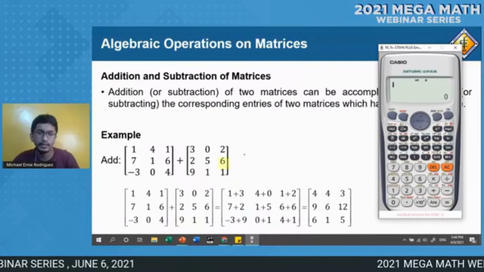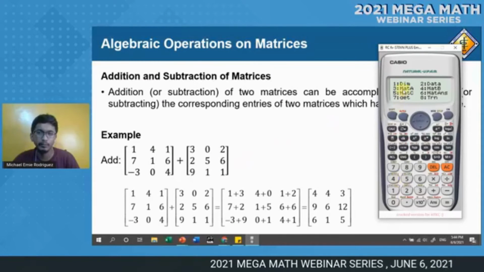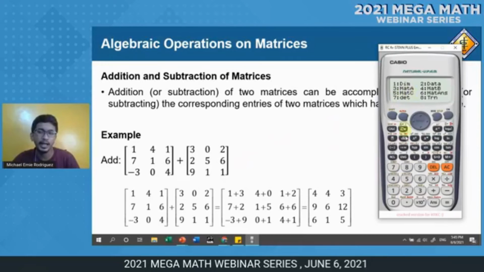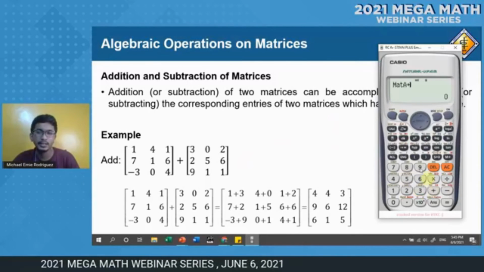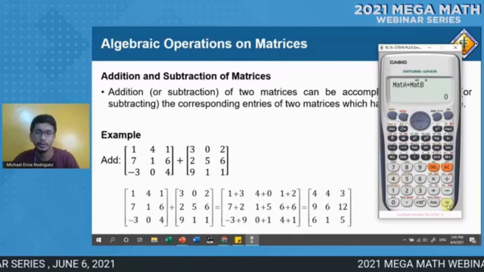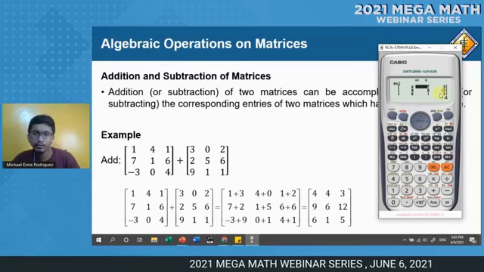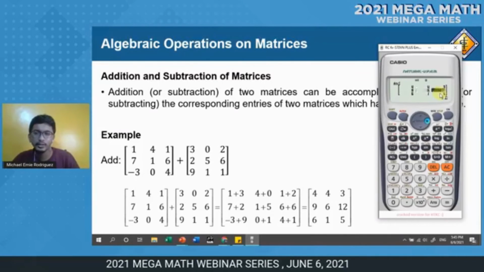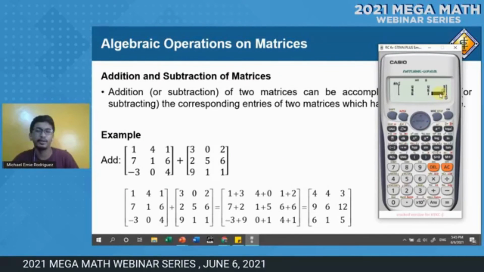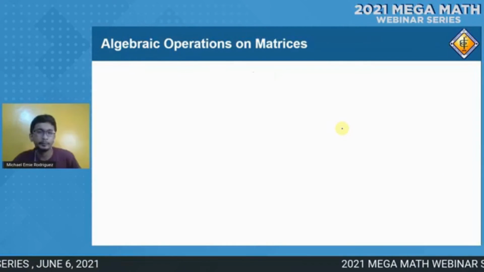And then, solve natin, so add natin, so shift, matrix, you input matrix A, 3, plus matrix B, shift matrix B. So we have our answer, yan, 4, 6, 4, 4, 3, 9, 6, 12, 6, 1, 5. Okay? So that is our answer. So yun yung ating calculator technique.